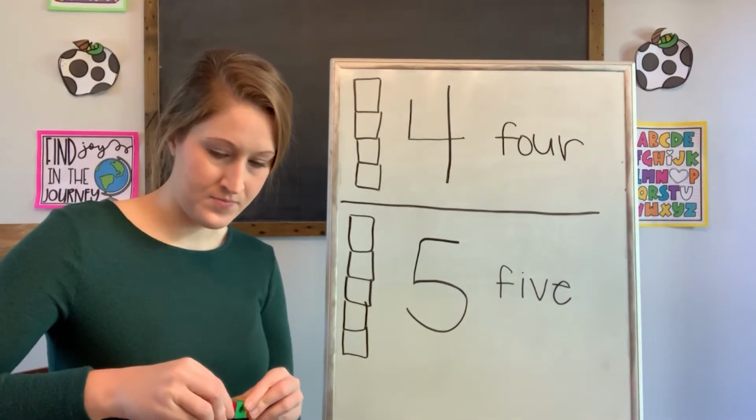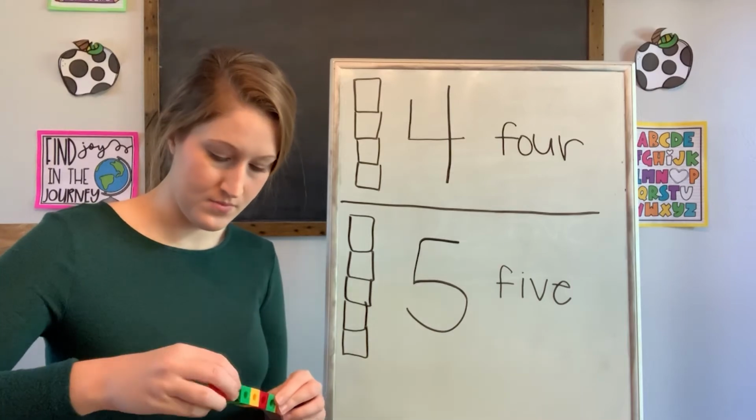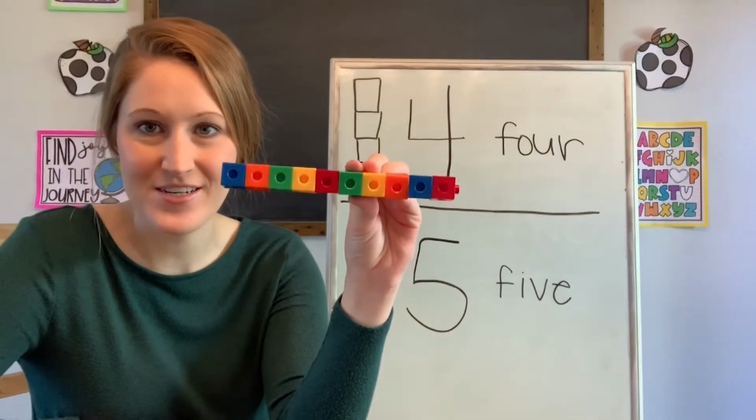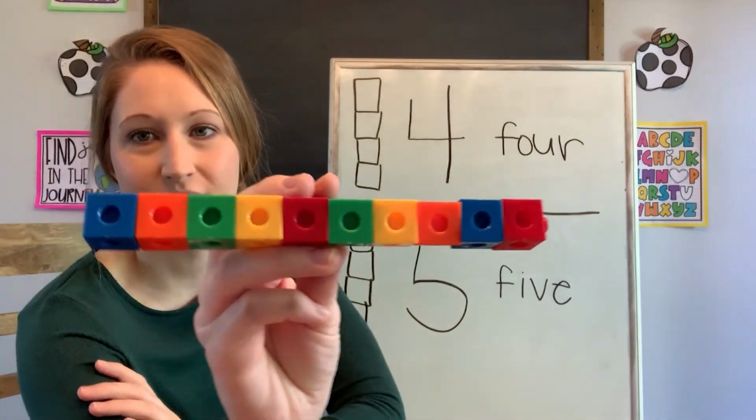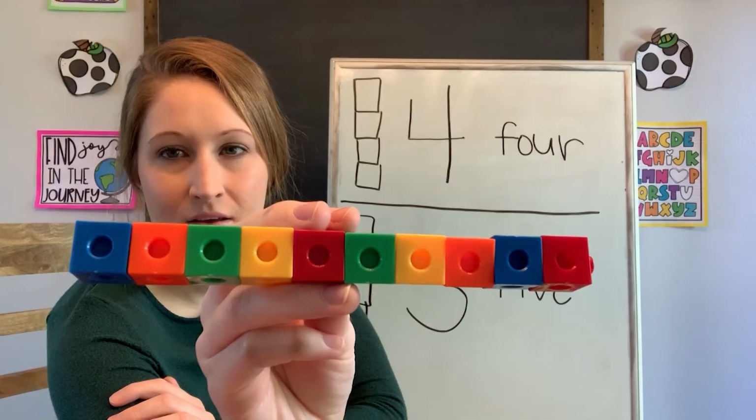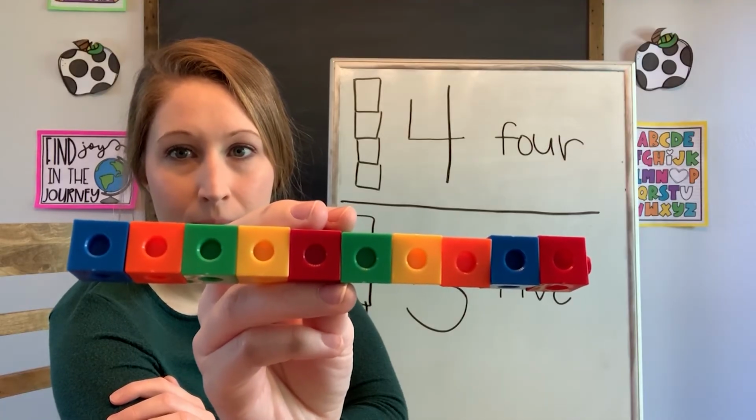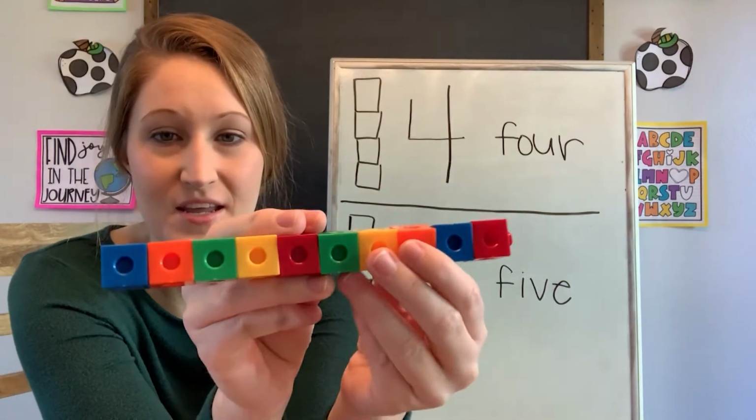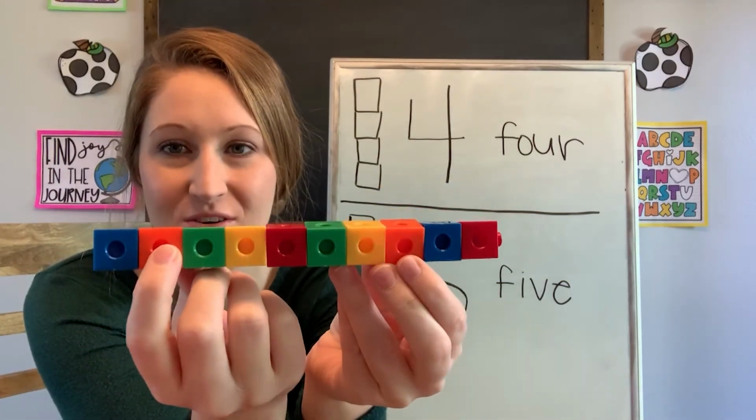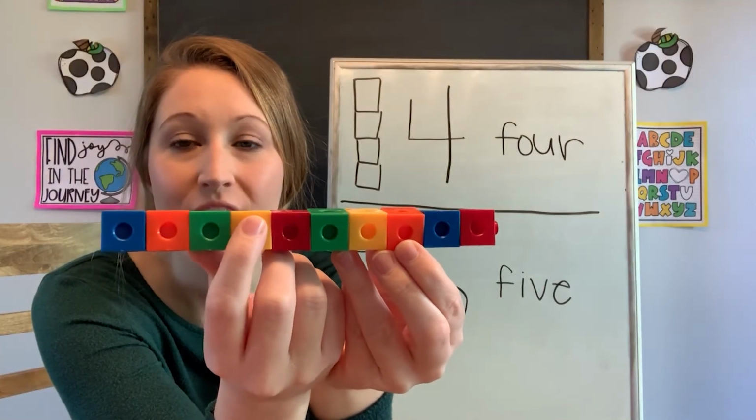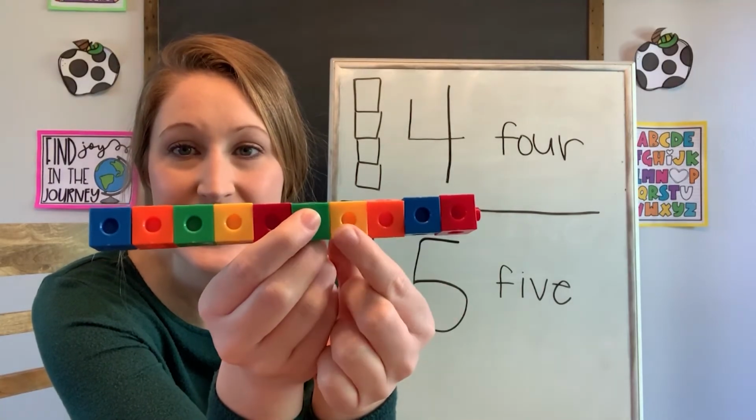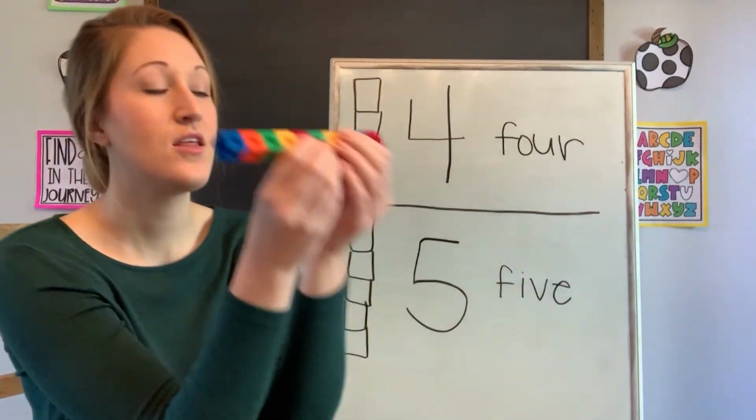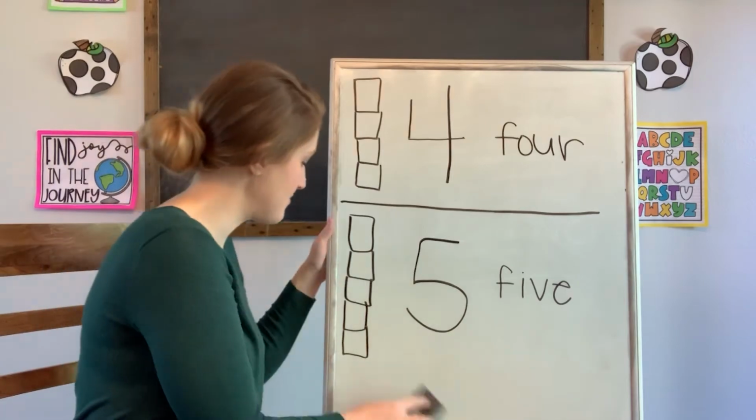How many objects do you see here? Let me bring it a little closer. How many do you see? Very good, there are 10. 1, 2, 3, 4, 5, 6, 7, 8, 9, 10. There are 10 objects in this set.